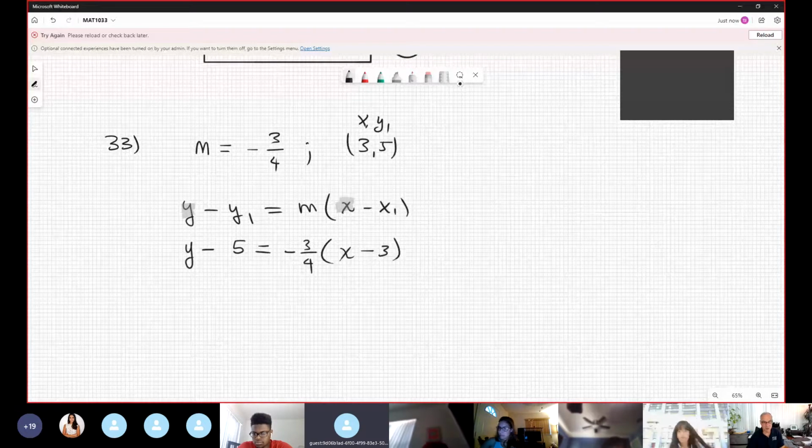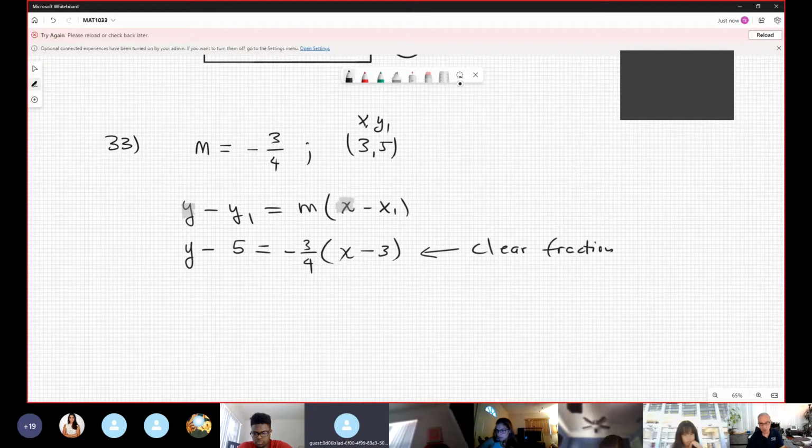Okay, so now there are many ways to do this. However, in my opinion, the best way is clear fractions. Eliminate fractions. How? Always in algebra, when you want to clear the fraction, you multiply the entire equation by 4. It's the number, the denominator. Yeah, you multiply by 4. The entire equation by 4.